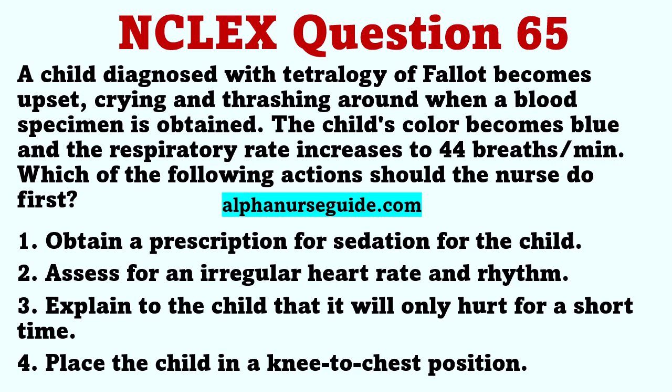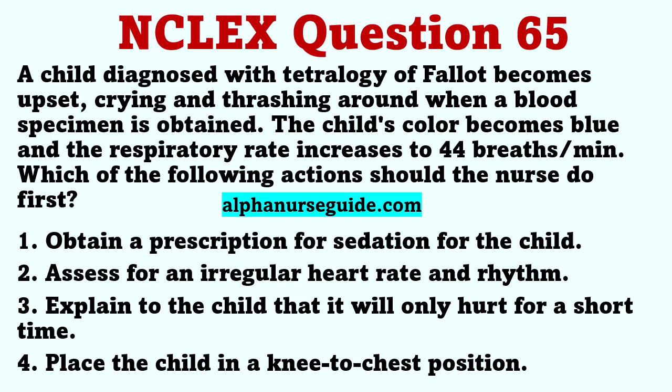A child diagnosed with tetralogy of Fallot becomes upset, crying and thrashing around when a blood specimen is obtained. The child's color becomes blue and the respiratory rate increases to 44 breaths per minute. Which of the following actions should the nurse do first? 1. Obtain a prescription for sedation for the child. 2. Assess for an irregular heart rate and rhythm. 3. Explain to the child that it will only hurt for a short time. 4. Place the child in a knee-to-chest position.